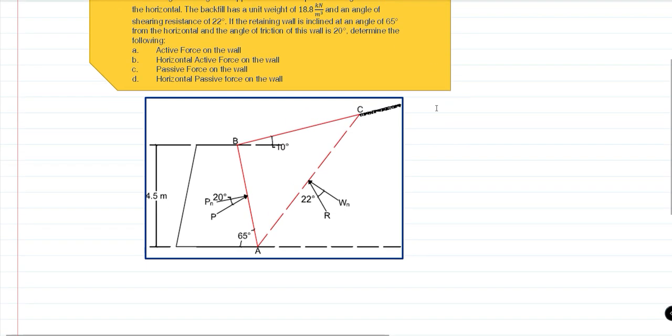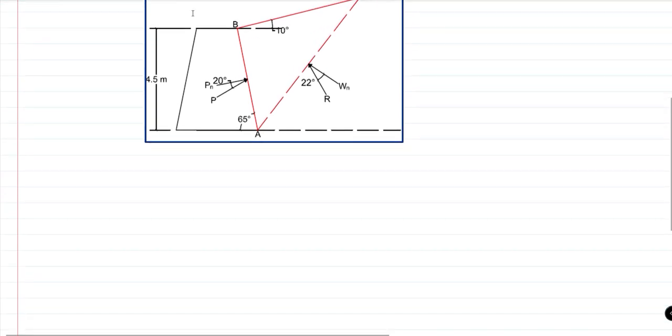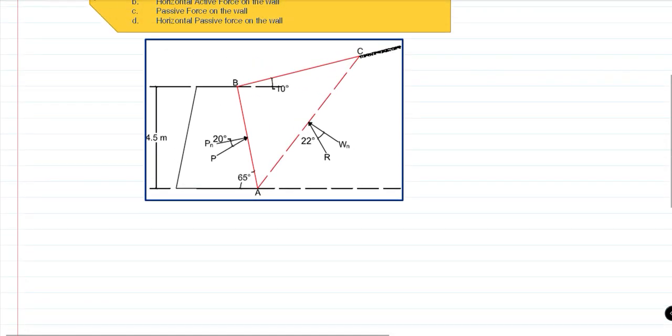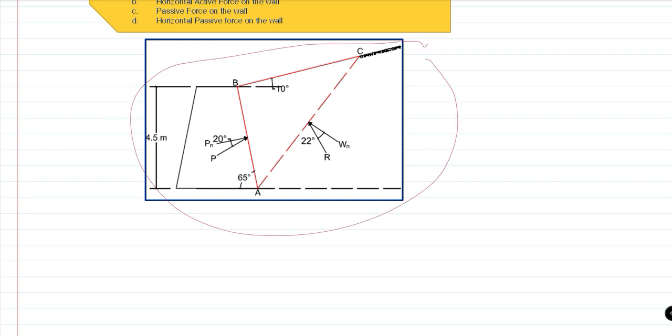So, simulan natin yung problem by drawing its figure. So, ito siya. So, meron tayong figure na dyan for our backfill. Sabi natin doon, it is inclined at an angle 10 degrees from the horizontal. Then, meron daw tayong inclination ng retaining wall from the horizontal, which is 65 degrees. Then, meron daw angle of wall friction of 20 degrees.